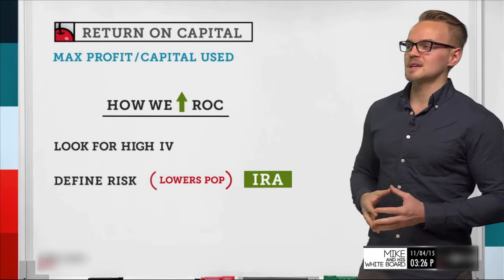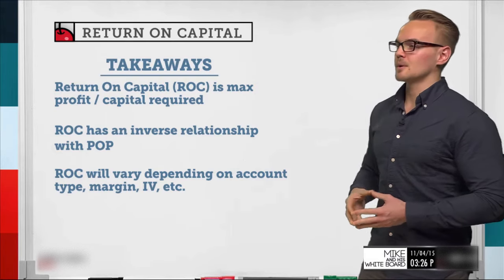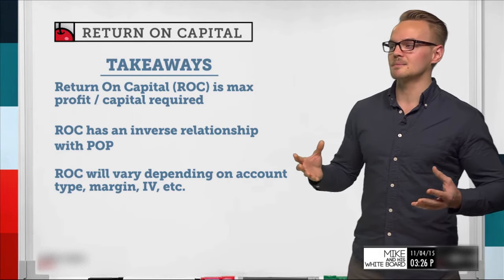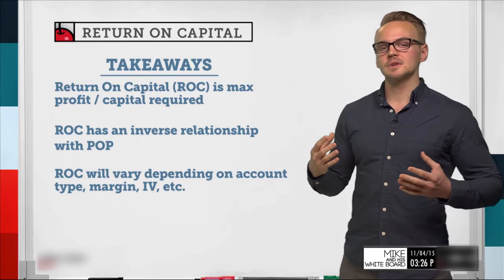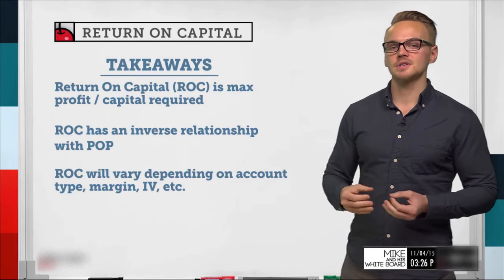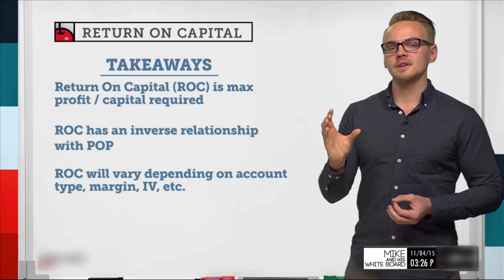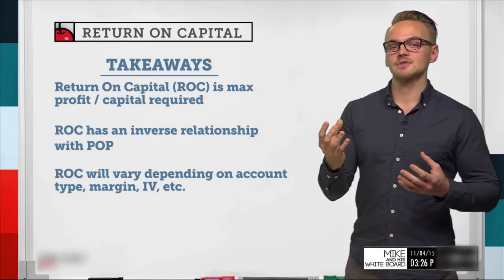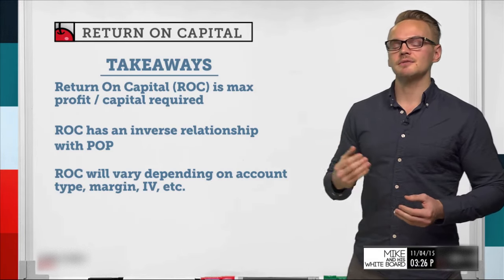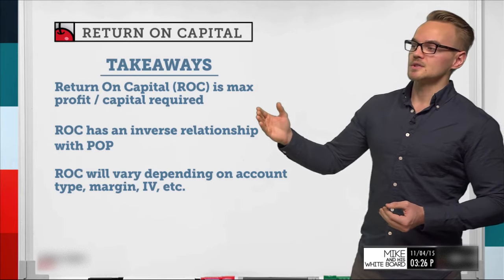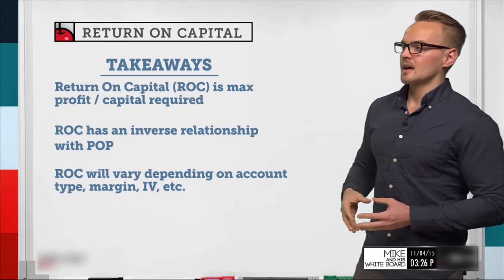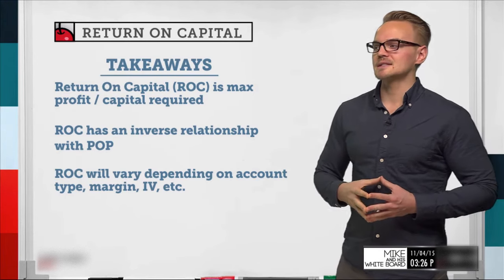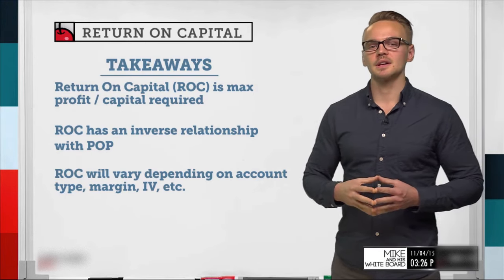So let's get to some takeaways on return on capital. So return on capital is essentially max profit over capital required. So when we're selling options, it's really simple to figure out this metric. We're just looking at the credit that we're receiving, which is essentially the max profit on that trade if we're selling an option, and just dividing it by the capital used. So it's going to differ in different accounts, so it's important to notice that. And also, return on capital has an inverse relationship with probability of profit.